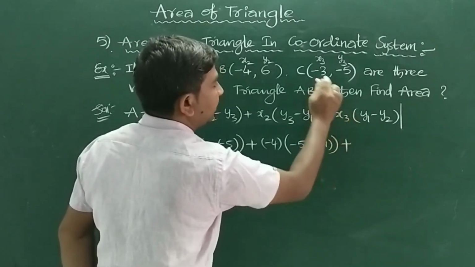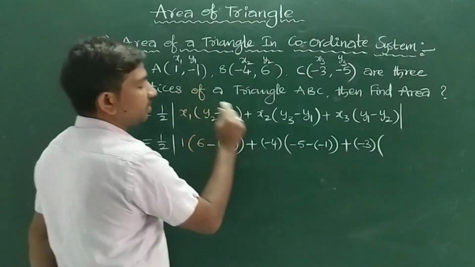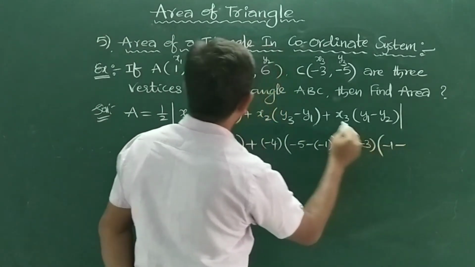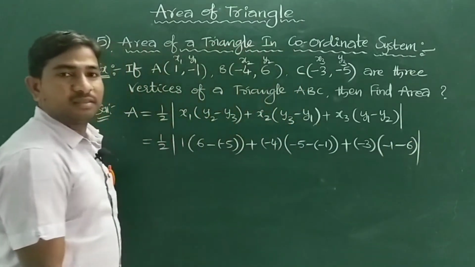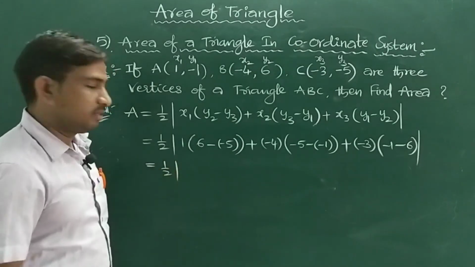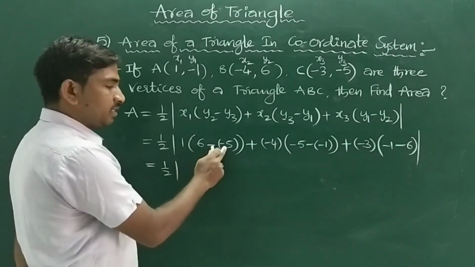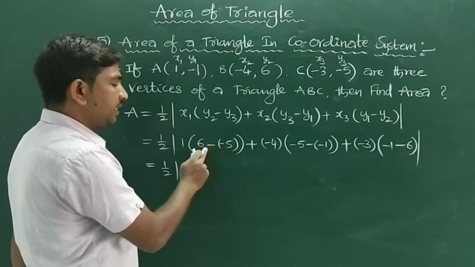And the next, x3 is equal to minus 3, and the next y1. What is y1? Minus 1, minus y2. What is y2? 6. So now we can apply all the values here. What will you get? Of mod. So 6 minus of minus plus. So minus into minus plus. So plus 5. 6 plus 5 is 11.